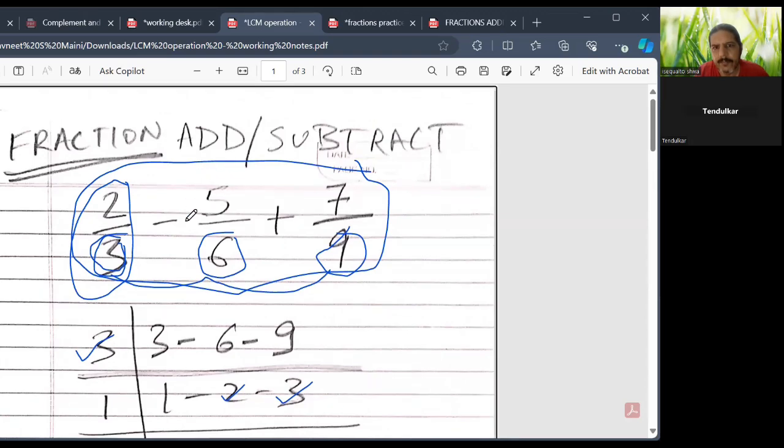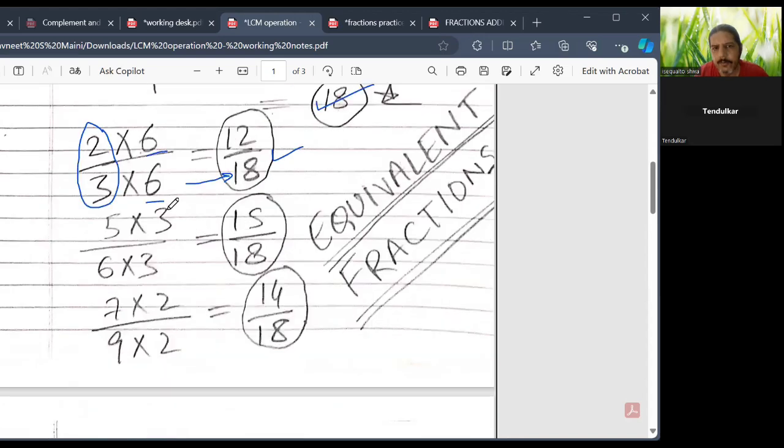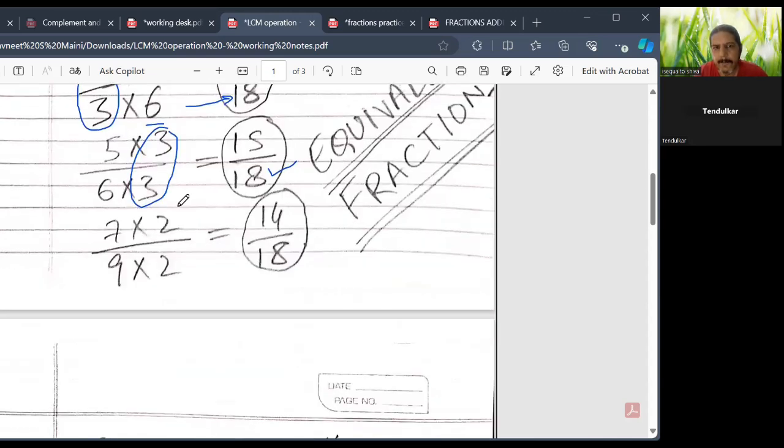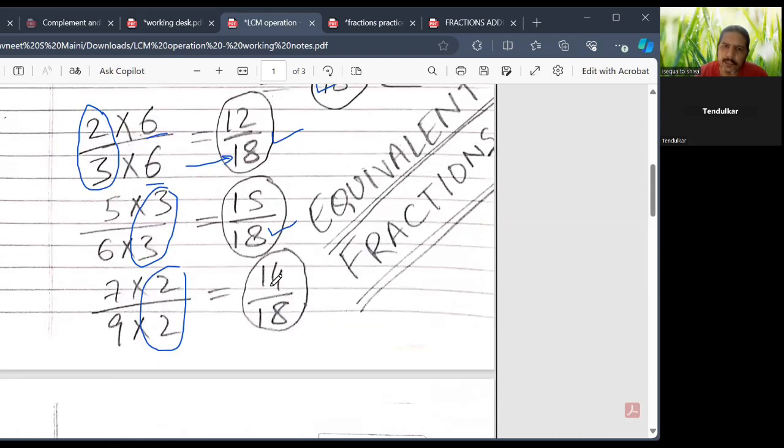If I take the second term, 5 by 6, again I will try to reduce this denominator to 18. How can I do that? I'll have to multiply and divide by 3, and that is how I will get 18 in the denominator. Similarly, I'll take the third term, 7 by 9. I'll try to reduce this denominator to 18. How can I do that? I have to multiply by the same number in the numerator as well as the denominator, so that the denominator is the same as the LCM. Any doubt till here?